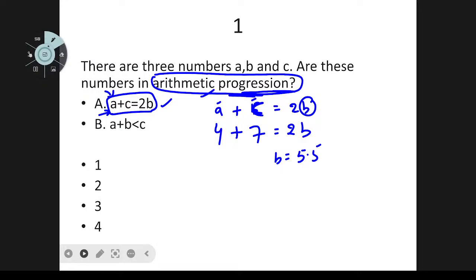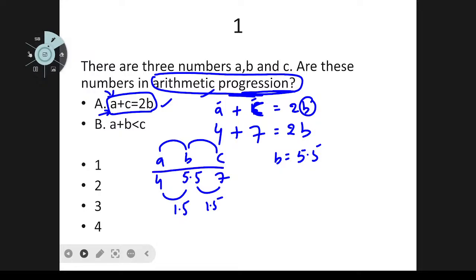Now let's see. A is 4, B is 5.5, and C is 7. Arithmetic progression means the difference between these two and the difference between these two must be the same, then only it's arithmetic progression. Difference is 1.5. Here also the difference is 1.5. So I can say it is in arithmetic progression. Don't be in a hurry just by seeing one or two examples. Just by one example, don't be sure that it is in arithmetic progression. Just try to make this wrong also.